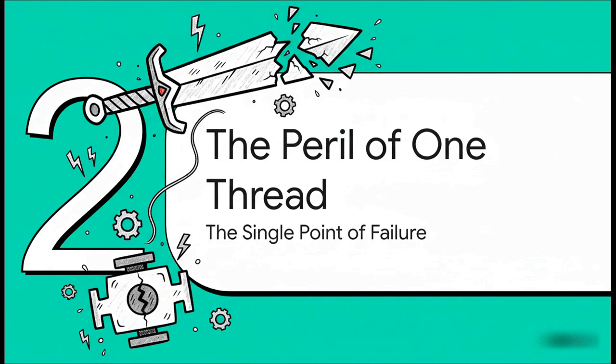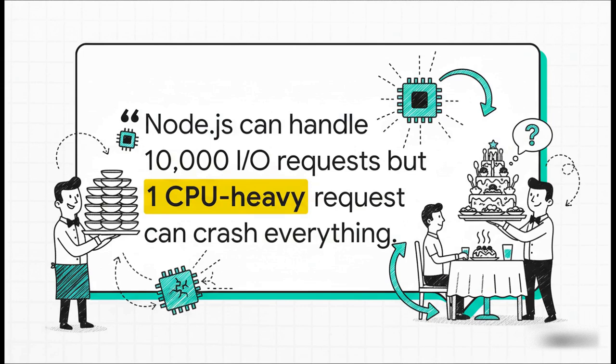Okay, so Node sounds pretty perfect, right? Well, now we have to talk about the other edge of that sword. Because that incredible single thread, that super efficient waiter, it's not just a powerful engine. It's also a single point of failure. This quote right here just nails it.